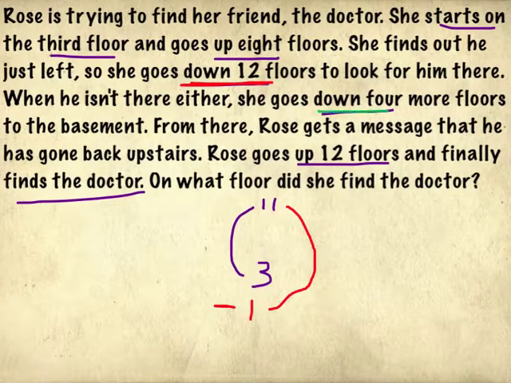Next up, she goes down 4 more. So if she was on -1 and she went down 4 more, now she will be on -5. From there, she gets a message that blah, blah, blah. She goes up 12 floors.